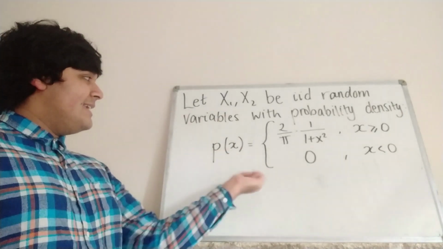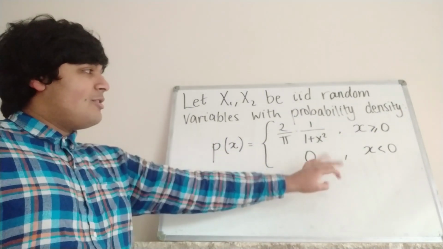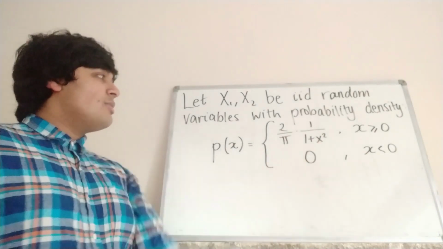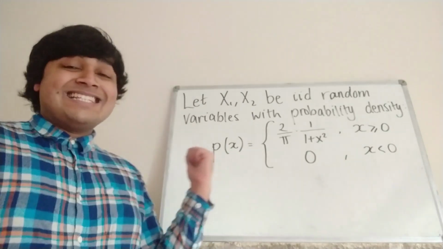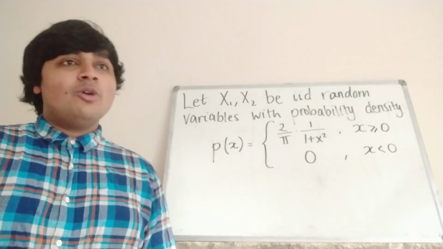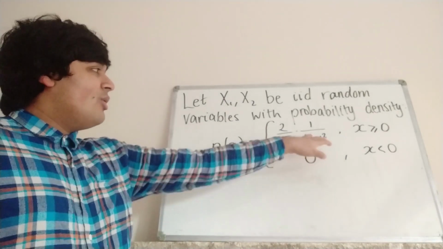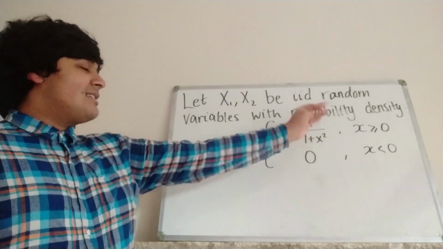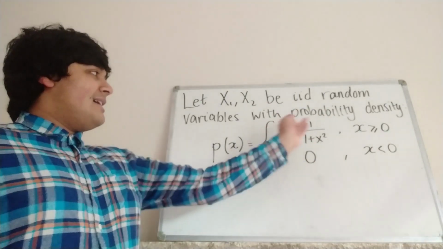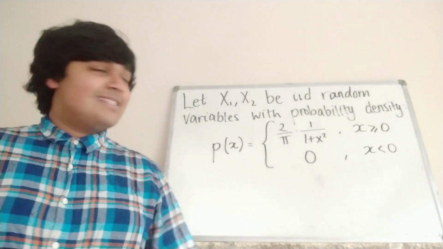The probability density, p of x, is 0 for x negative, and for x non-negative it's just 2 over pi times 1 over 1 plus x squared. So let's quickly check that this indeed is a probability density function, which means we have to check that it's non-negative. Well, that's very clear just from this. It's either 0 or it's 2 over pi times 1 over 1 plus x squared, and because x is real, this guy is going to be non-negative, and as is this thing here. So multiplying two non-negative quantities is certainly going to give you a non-negative quantity.